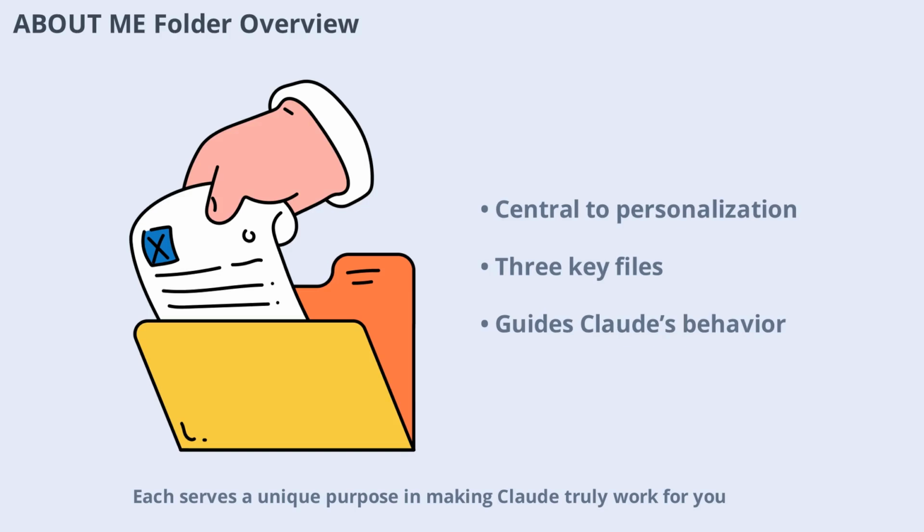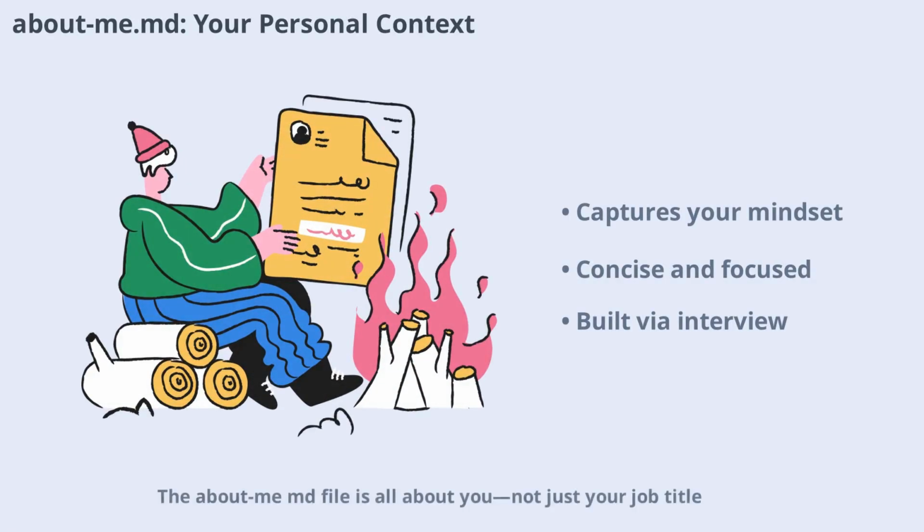Each serves a unique purpose in making Claude truly work for you. The About Me MD file is all about you, not just your job title, but your mindset, values, and preferred working style. Keep it concise, under 2,000 words, so Claude can process it quickly and focus on what matters. If you're starting from scratch, ask Claude to interview you and compile your answers into this file. This ensures the file is both thorough and relevant, capturing the essence of how you think and work.